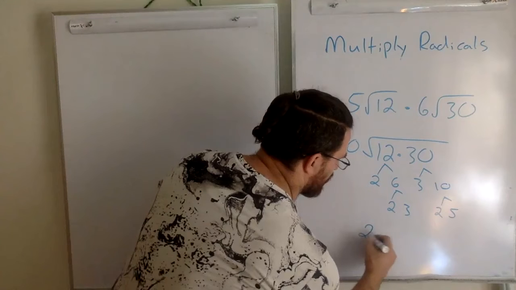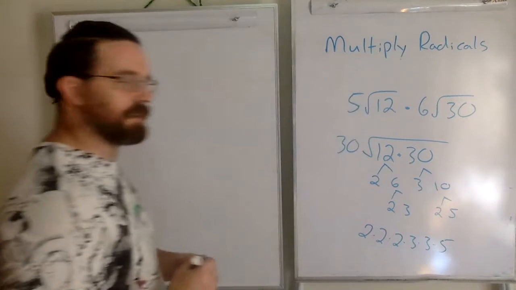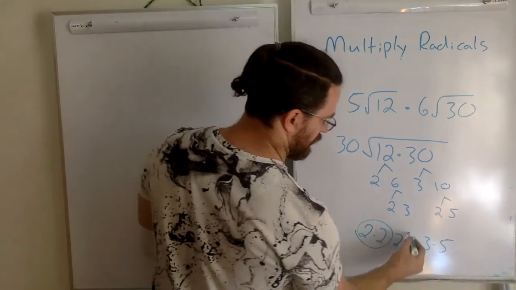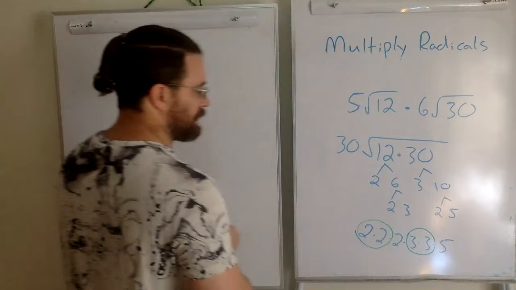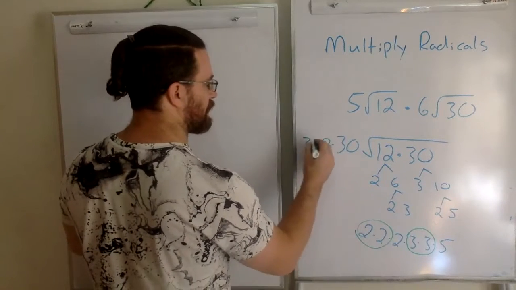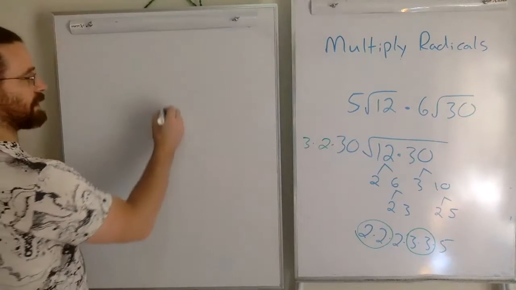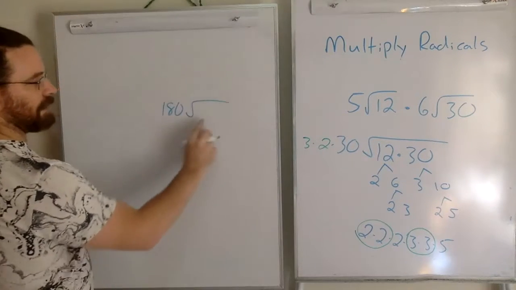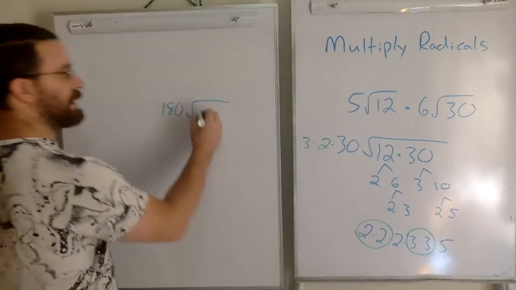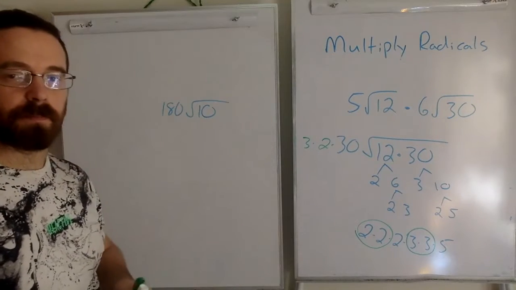From there, that gives me 2 times 2 times 2 times 3 times 3 times 5. So there are all my factors. I'll have a perfect square here and a perfect square there. So this one comes out as a 2, and this one comes out as a 3. So that's going to give me 6 times 30. So 6 times 30 is going to give me 180. And then on the inside, I'm left with 2 and 5. 2 times 5 will make 10. So final answer, 180 radical 10.